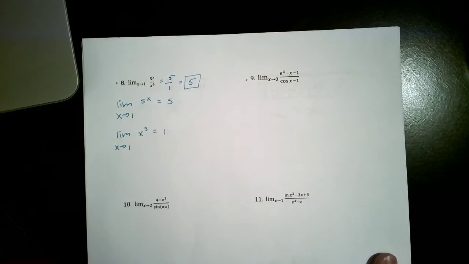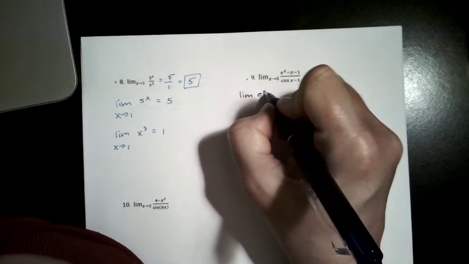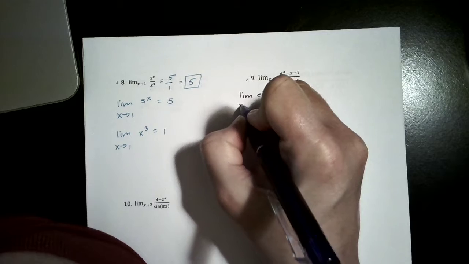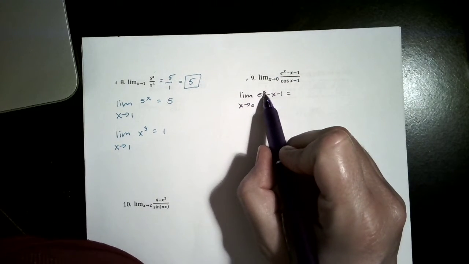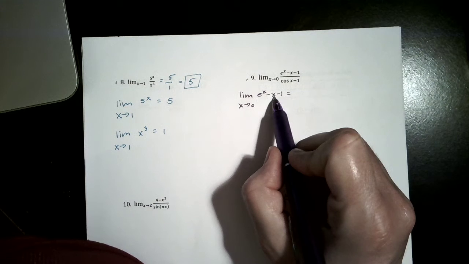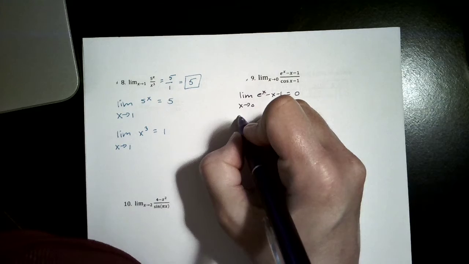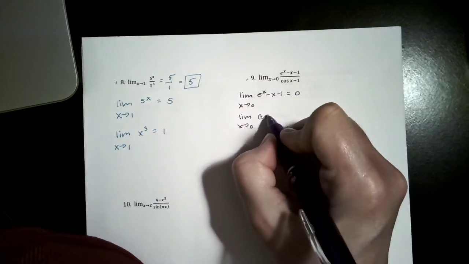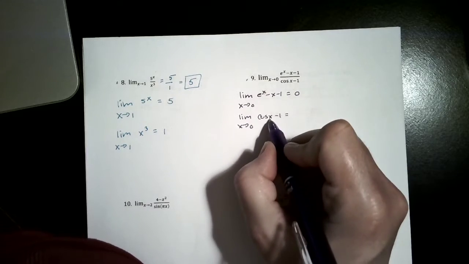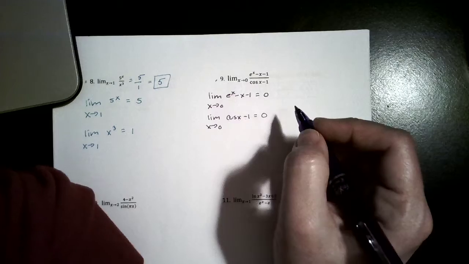Okay, let's do number 9. I'm going to do the limit of the numerator, e to the x minus 1, as x approaches 0. Well, e to the 0 is 1, minus 0 is 1, minus 1 is 0. So the numerator goes to 0. Let's do the bottom. Cosine of x minus 1. Well, the cosine of 0 is 1. 1 minus 1 is 0. So that means that I can apply L'Hopital's rule here.